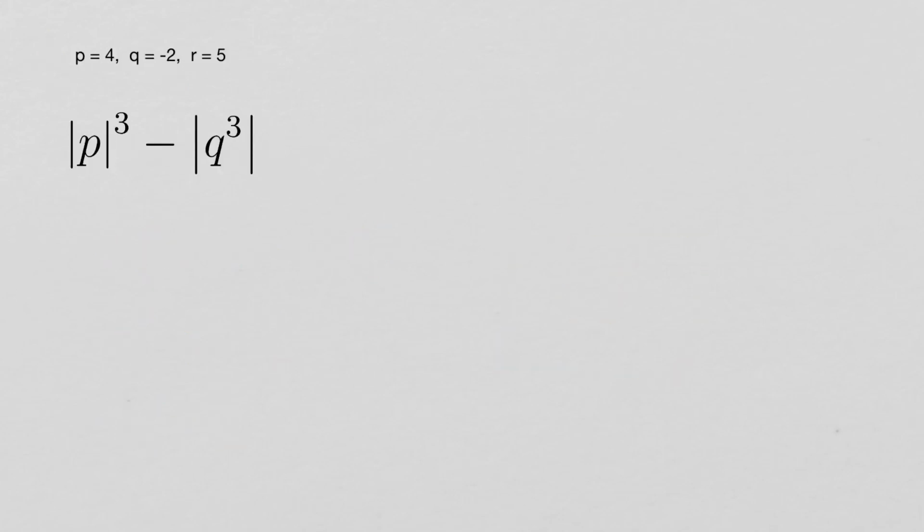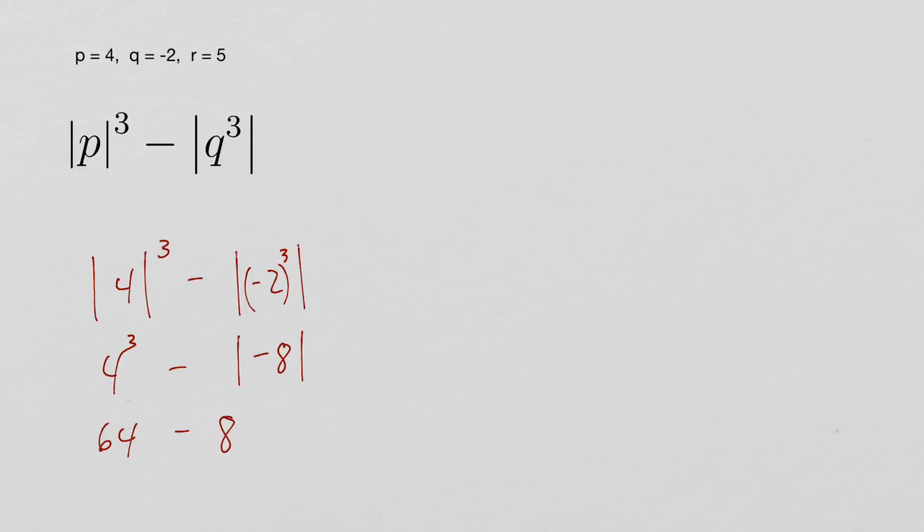Okay, so we have the absolute value of 4 cubed minus the absolute value of negative 2 cubed. Okay, so this is going to be 4 cubed, which is 64, minus the absolute value of negative 2 cubed, which is negative 8, which is 8. So 64 minus 8 is 56.